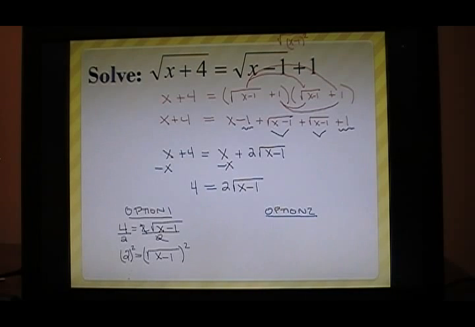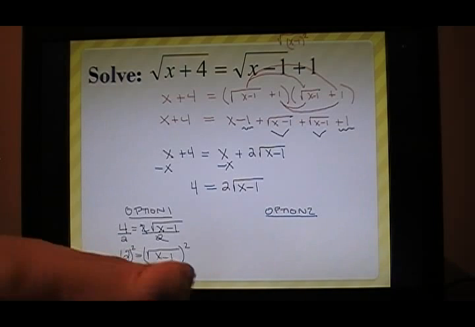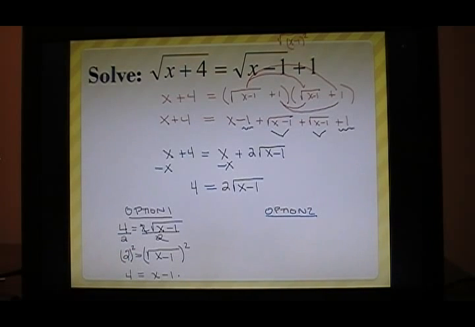2 squared is 4. On the right hand side, the square root of x minus 1 squared is just x minus 1. So what I have now is an equation without an x squared, just a linear equation. So I'm going to isolate the variable, add 1, and I get x equals 5. Okay?